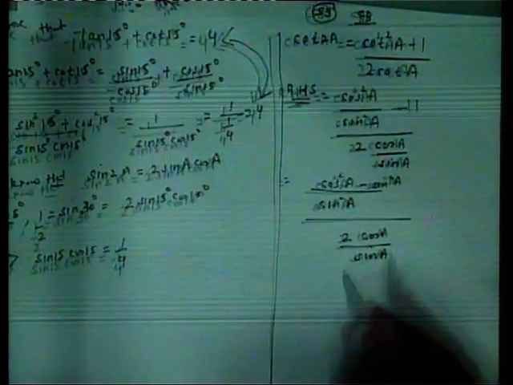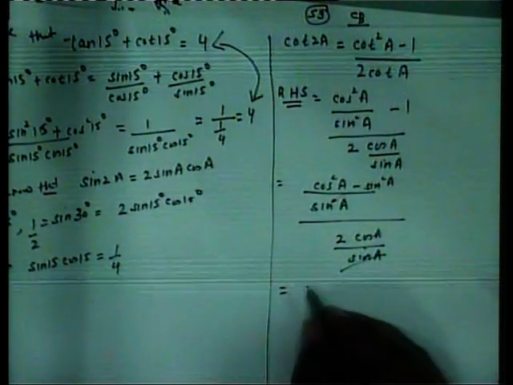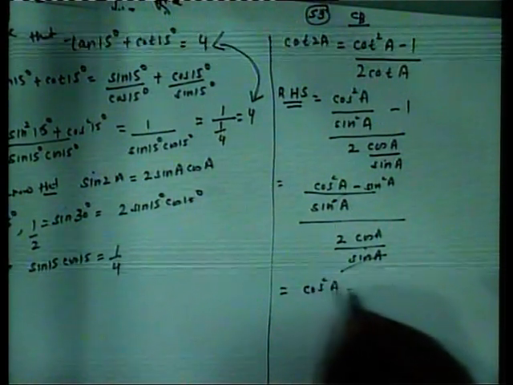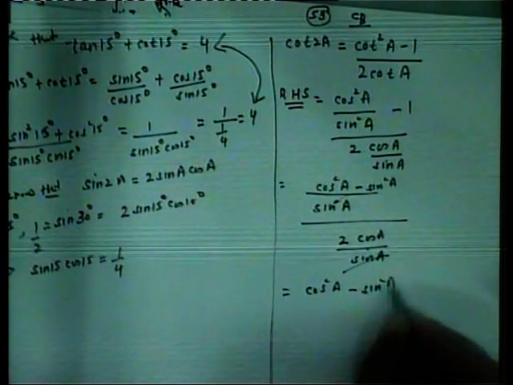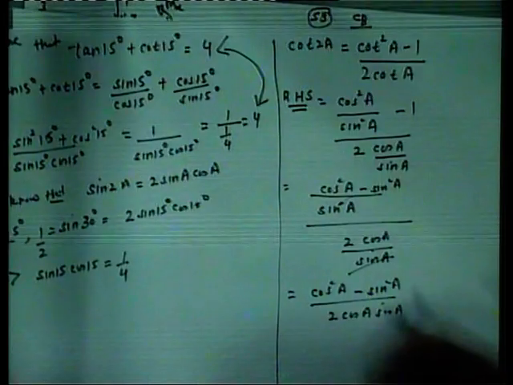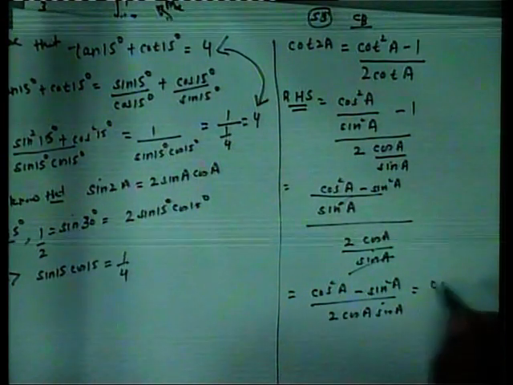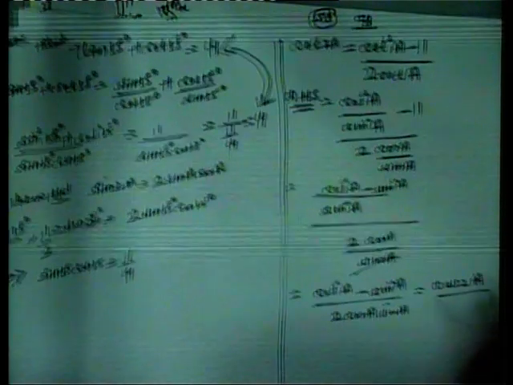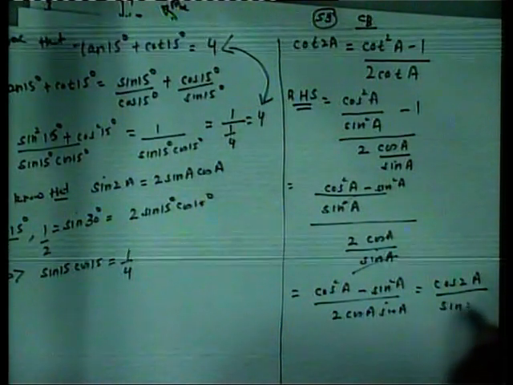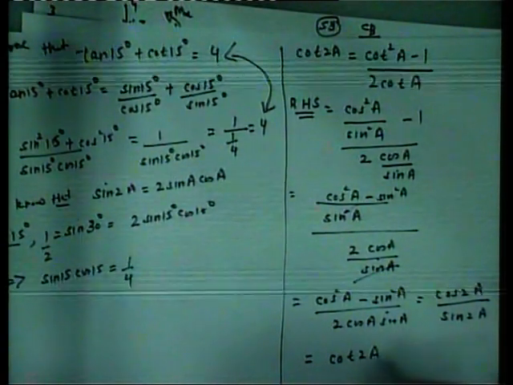Now one sin a gets cancelled with this, and this becomes (cos square a minus sin square a) upon 2 cos a sin a. Now cos square a minus sin square a, you know, is equal to cos 2a, and 2 cos a sin a is sin 2a. So this is equal to cot 2a. Simple.